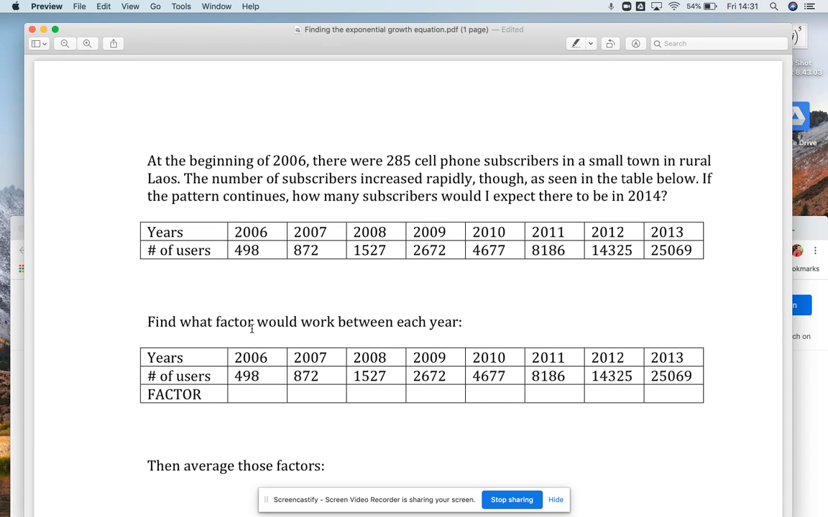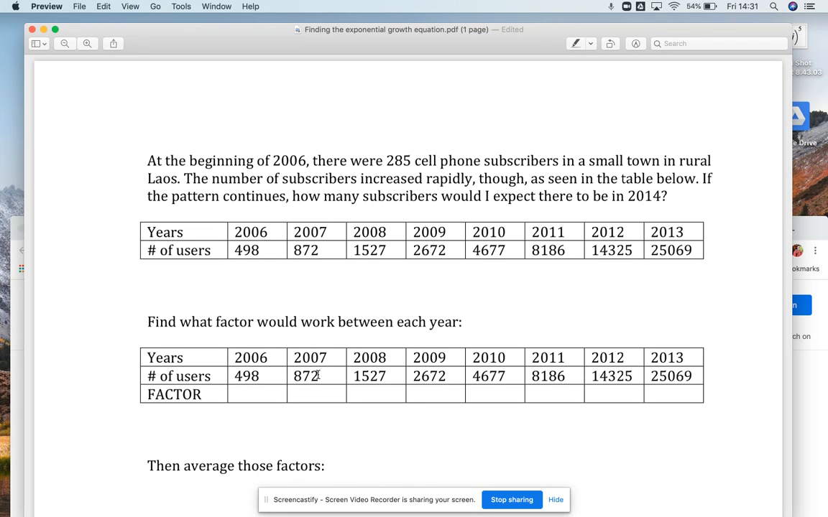So the first thing that we're going to do is analyze the growth factor. In other words, how do you get from one year to the next? How much do you multiply? That's what a factor is, something you multiply by. How much do you multiply 498 by to get 872?